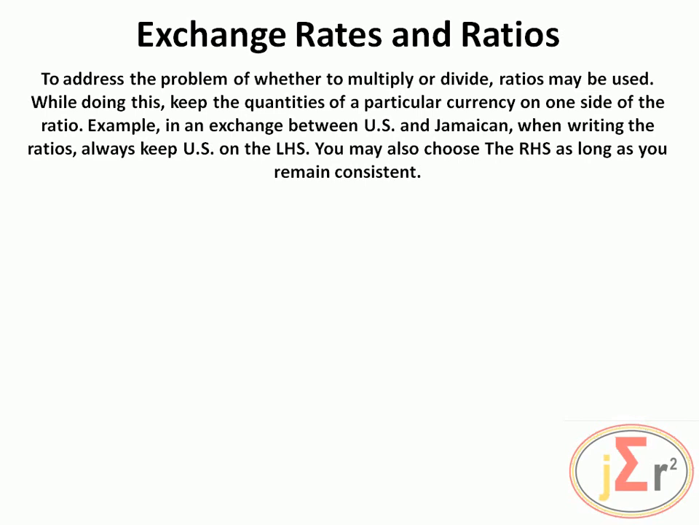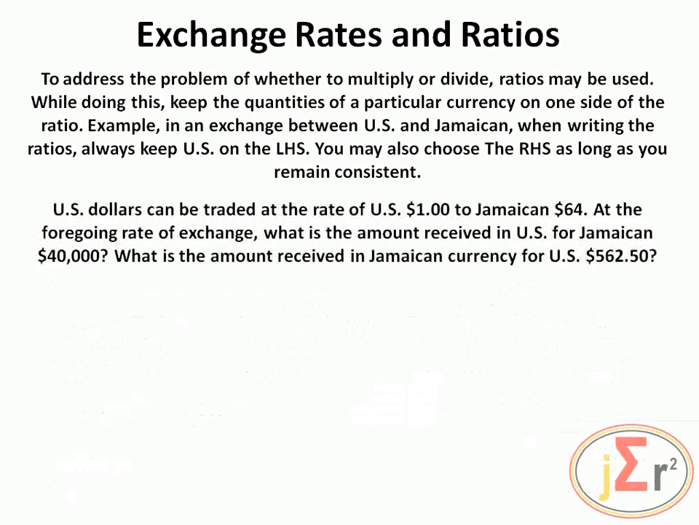So if you remain consistent, you may use any side. But if you use US on one side, all the US must be on that same side all the time, and the Jamaican must be on the other side all the time. So let us see if we can use the ratio.